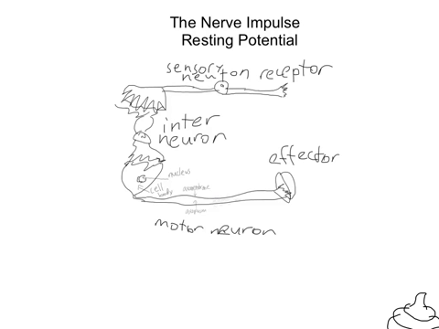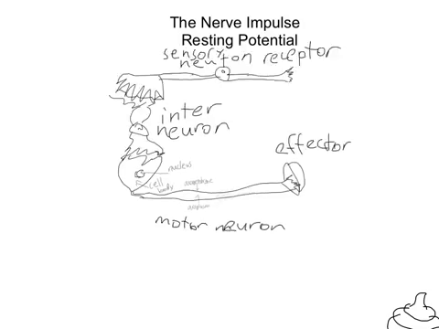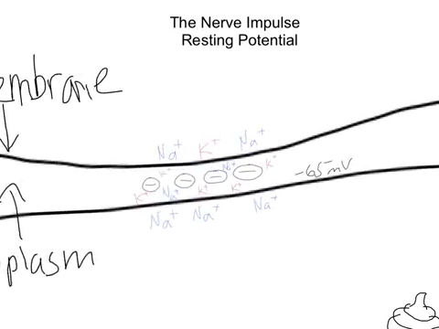Here's our reflex arc. The nerve impulse is how information is conveyed along neurons, caused by electrochemical changes. A nerve impulse occurs in 4 steps. The first one is called the resting potential. Now, in the reflex arc, let's zoom in onto a small segment of an axon.